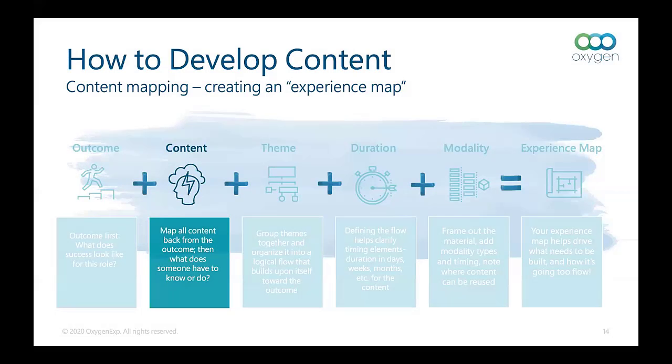We're going to dive straight into content next. Once you've defined an outcome, you can start to say, if that's the outcome we're driving for, then what content is in and what content is out? What does somebody need to know and do to actually achieve this thing that we've decided is a business measure? It's super important for us.